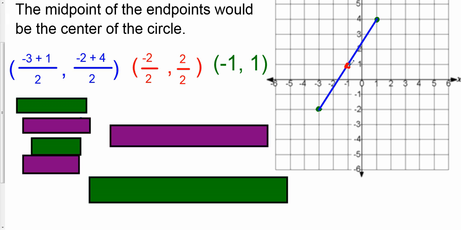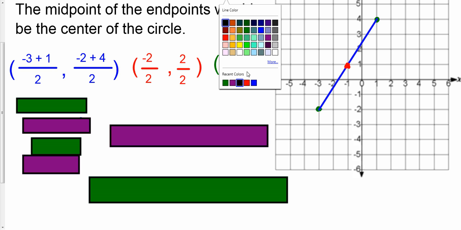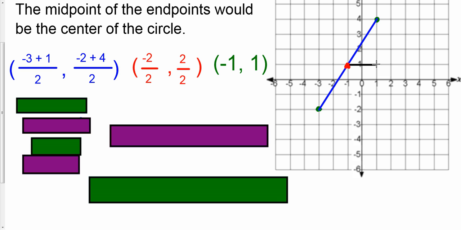Now that I know this is the center, I need to find the length of this radius. So again, like before, I can just draw a line over. I'm going to use red this time. Or oops, I guess I got black.